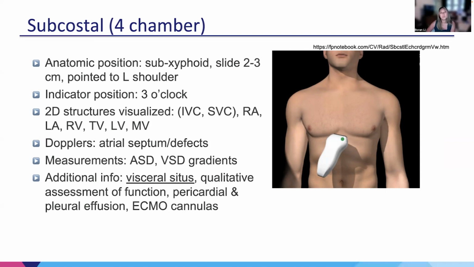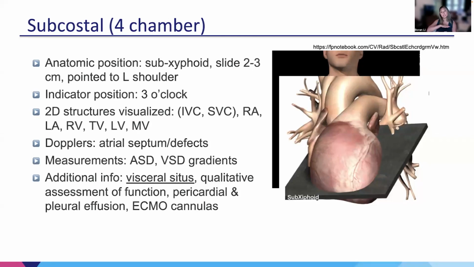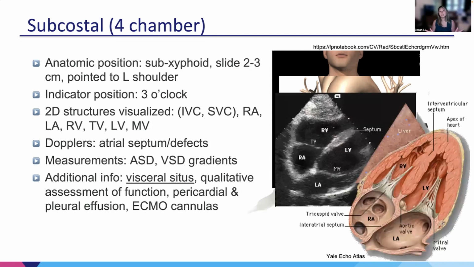measurements. So with the subcostal, you're going to do subxiphoid and slide about 2 or 3 centimeters over to the right, but point it at the left shoulder. And the indicator position should be at 3 o'clock. So if you are right-handed, and I am right-handed, I tend to hold it overhand, and the indicator will be under my middle finger. And with that, you are slicing the heart essentially through its long axis, but from the bottom. So you get what looks like a 4-chamber view, like this.